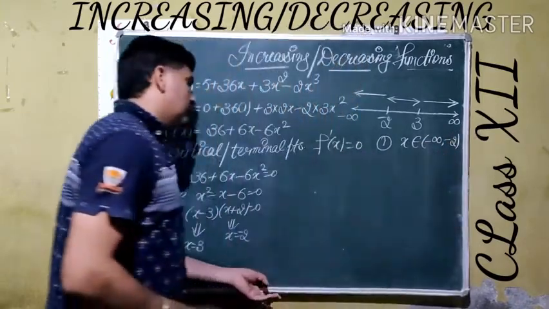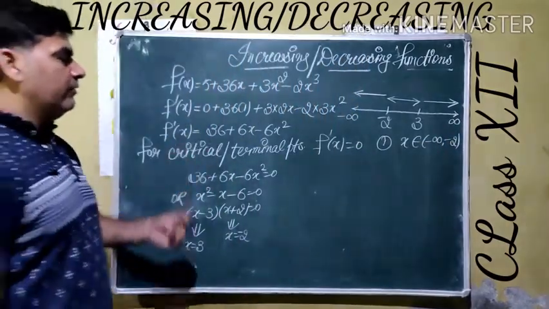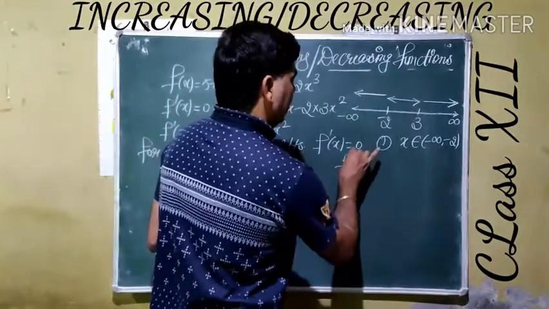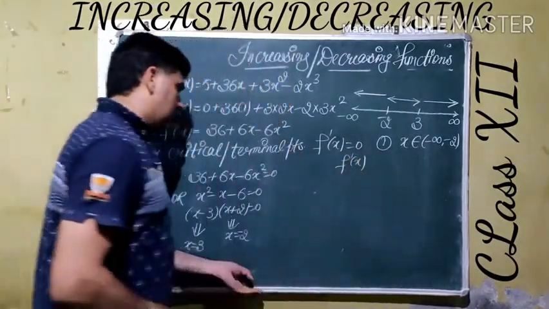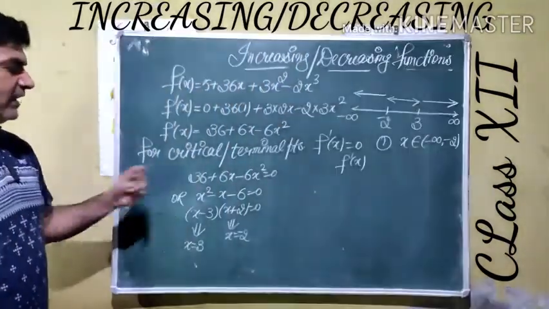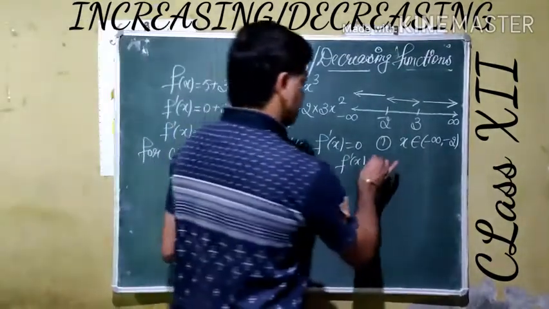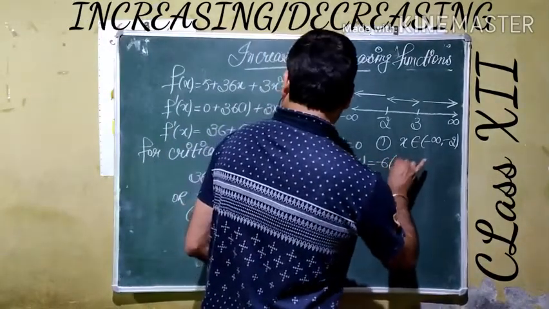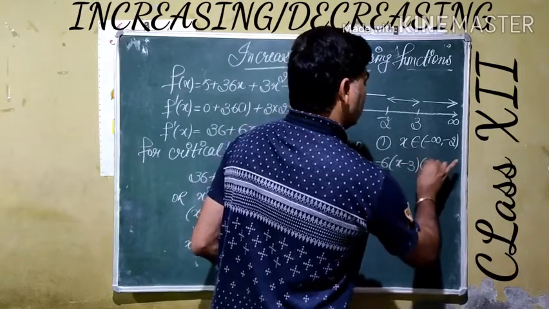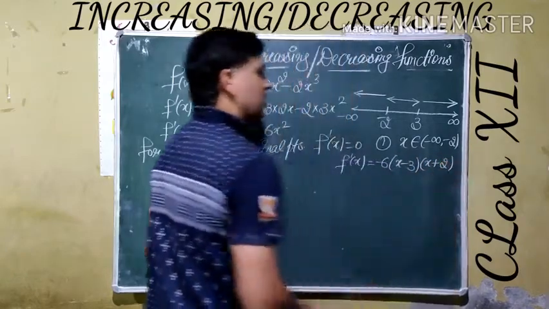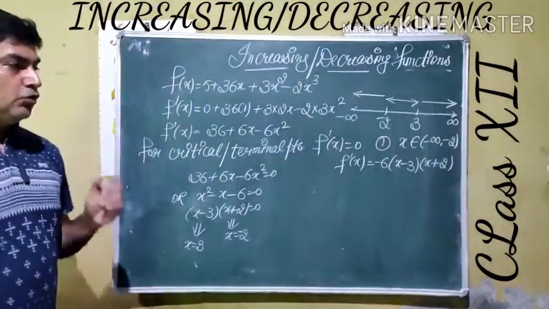How can we check it? We have to see our first derivative. Here we cancel out minus 6 and write it as minus 6 times (x minus 3)(x plus 2). We have to check only the signs, not the accurate values.